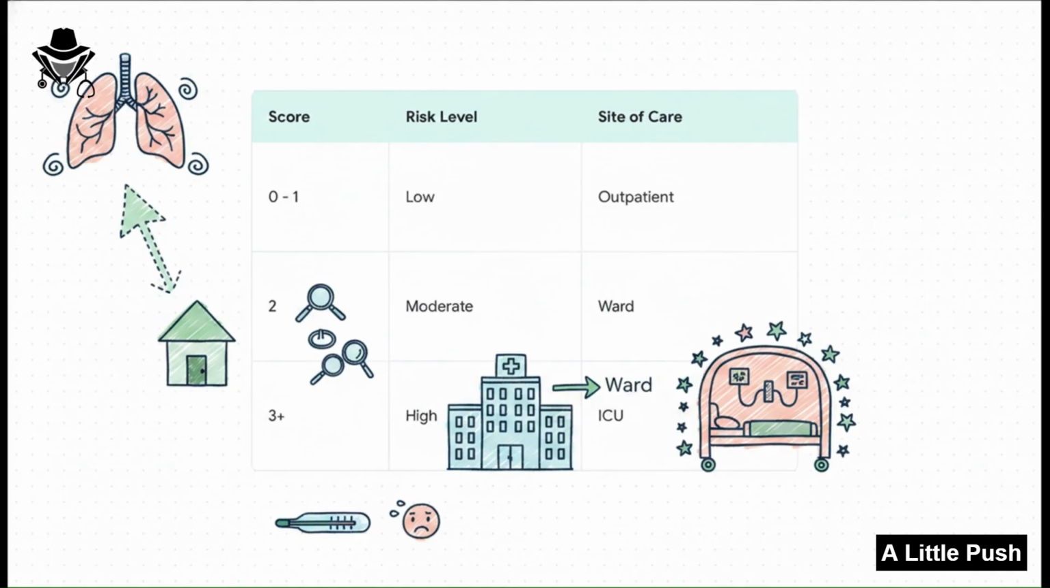Now, if the score is exactly 2, the patient sits at a moderate risk. In this scenario, you should strongly consider hospitalization to the general ward or, at the absolute minimum, very close outpatient supervision. But if that score is a 3 or higher, that patient is high risk. They need definitive inpatient treatment, and honestly, you should be heavily considering admitting them straight to the intensive care unit.